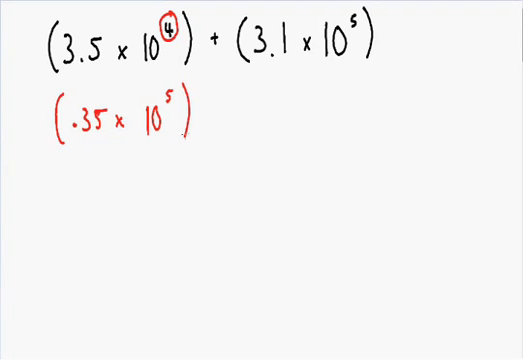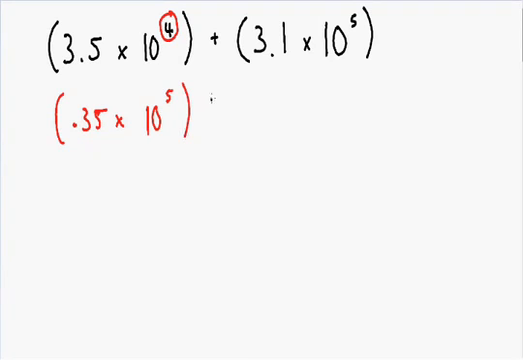And I always recommend double checking your work. If you take 3.5 and you move the decimal point to the right 4 units, you're going to get the number 35,000. And if you take the number 0.35 and you move it to the right 5 units, you're still going to get the number 35,000. So that's a good way to double check your work and make sure that you're not going to make any mistakes in the middle of the problem.